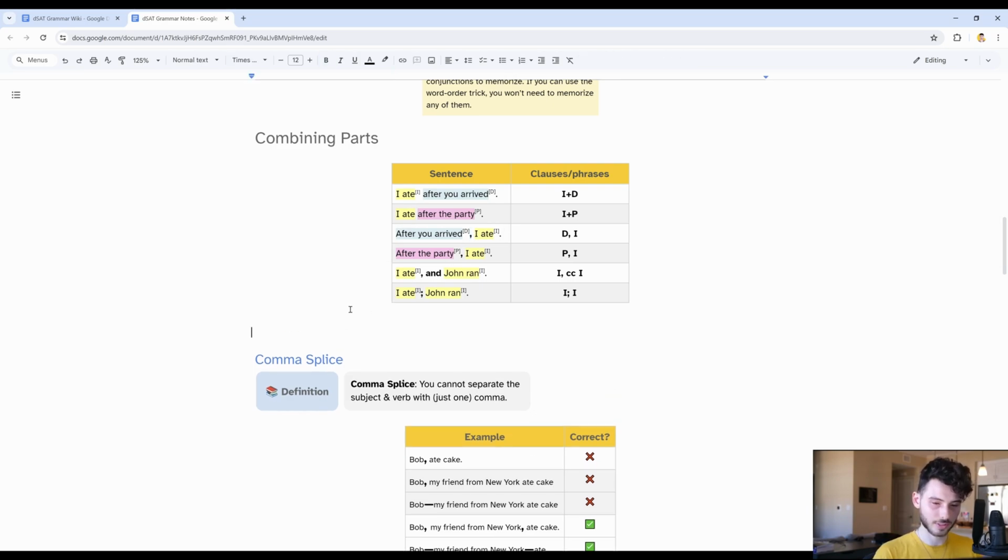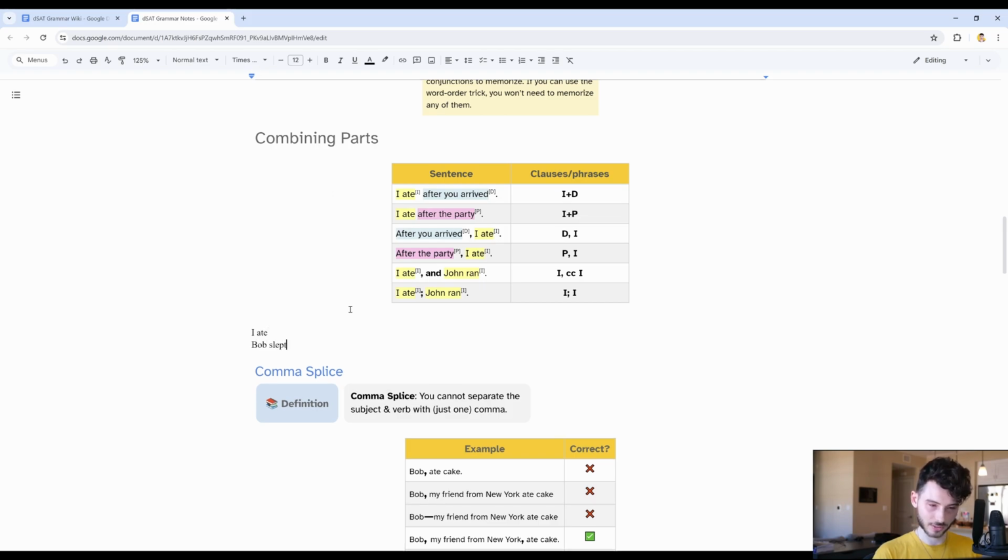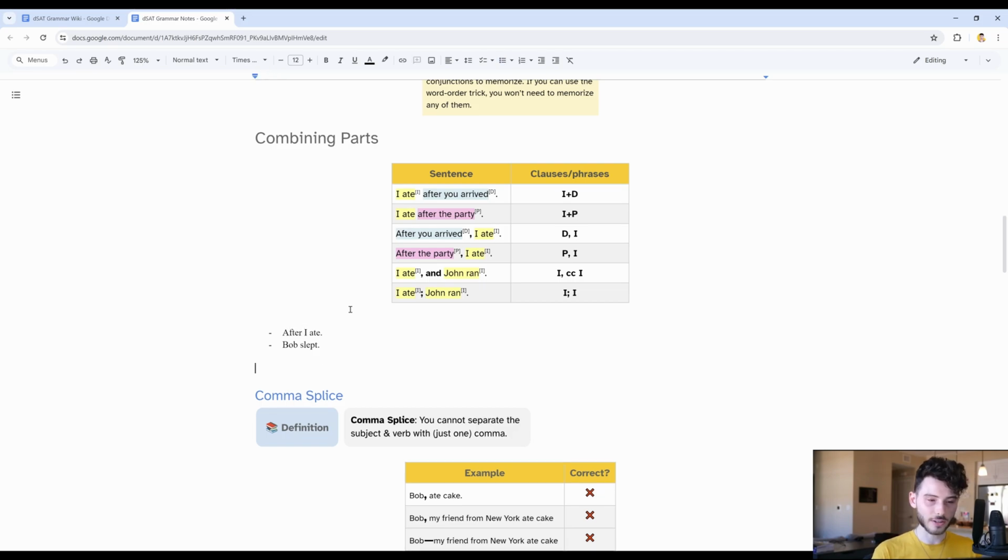Let's say I have 2 parts. I ate and Bob slept. If I wanted to combine these and I put the dependent clause first, after I ate, Bob slept, we can only read one word at a time. So, after I ate Bob. There is a split second if you try to combine these where it looks like you're saying after I ate Bob, which is obviously not true. So to avoid this confusion, we put a comma here.